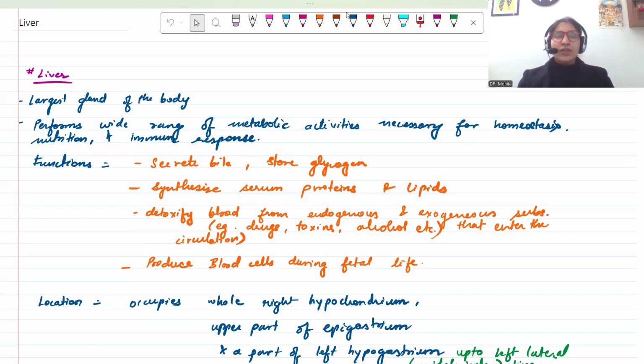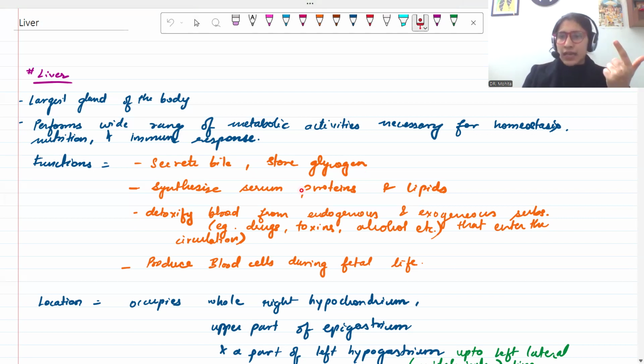Today we are starting with liver. So, gross anatomy of liver. सबसे पहले basic things we already know. Liver is the largest gland of the body and it performs many functions. For example, secretes bile juice, stores glycogen.